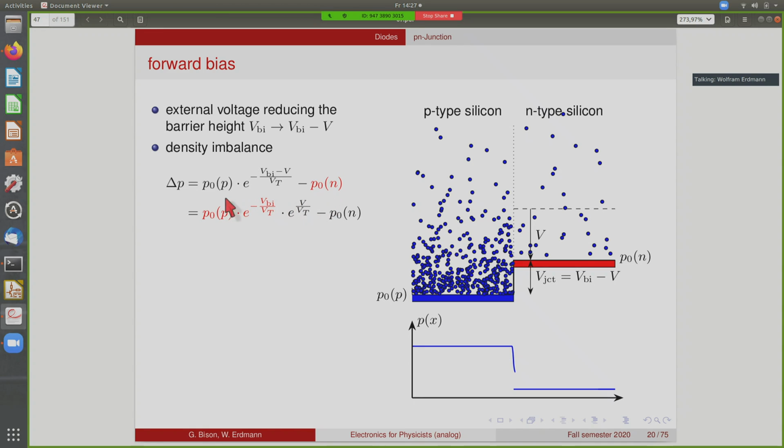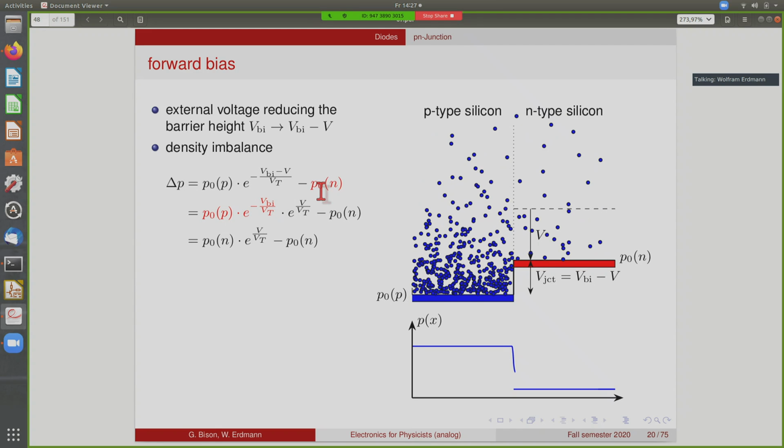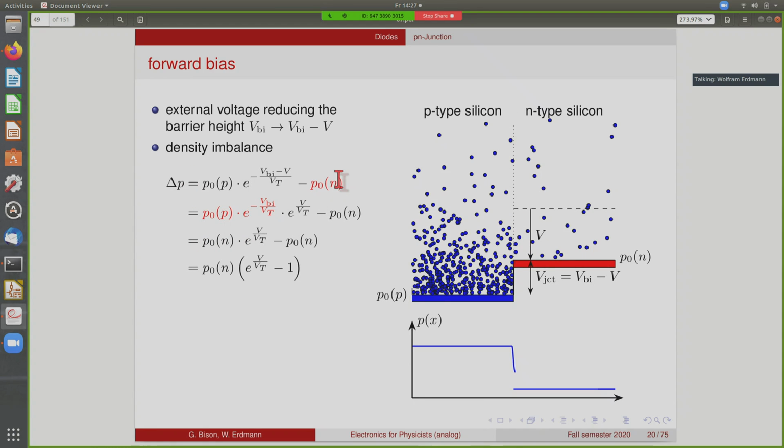So we will replace this part of the exponential by the equilibrium density, and this leaves us with this term here. So the pressure difference is proportional to the carrier density on the N side multiplied by this term here, which is the e to the voltage. So there's no minus here, sorry, the exponential of voltage divided by the thermal voltage minus 1.